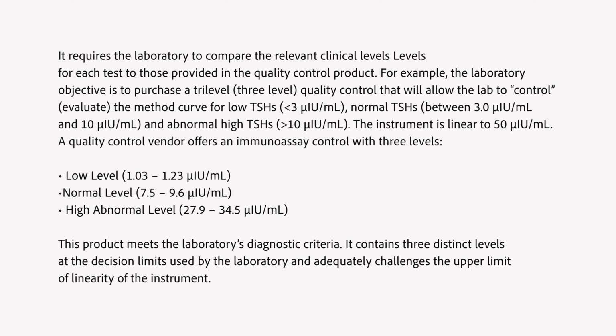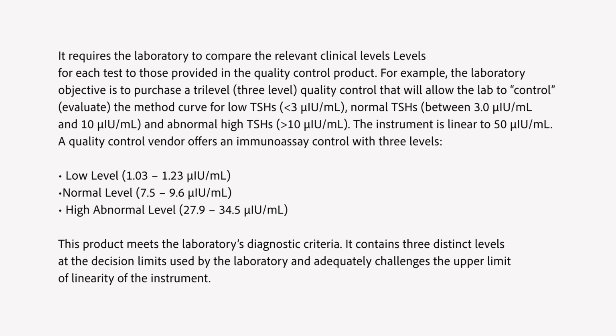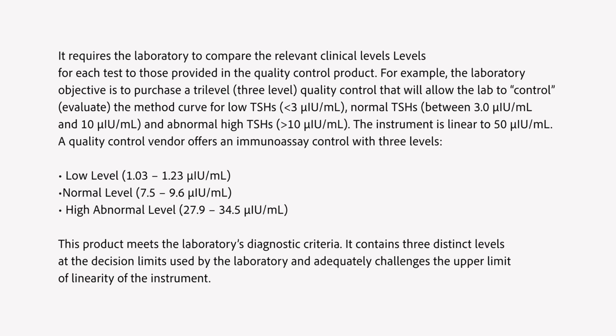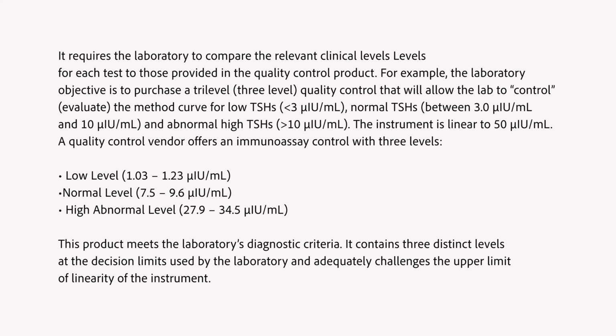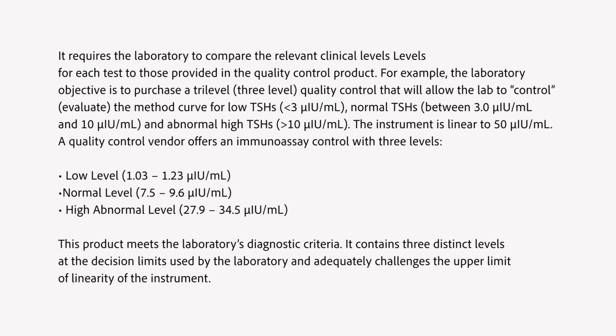Normal TSH between 3.0 and 10.0 micro-international units per milliliter, and abnormal high TSH at greater than 10 micro-international units per ml. The instrument is linear to 50 micro-international units per ml. A quality control vendor offers an immunoassay control with 3 levels. Level 1, 1.03 to 1.23. Normal level, 7.5 to 9.6.